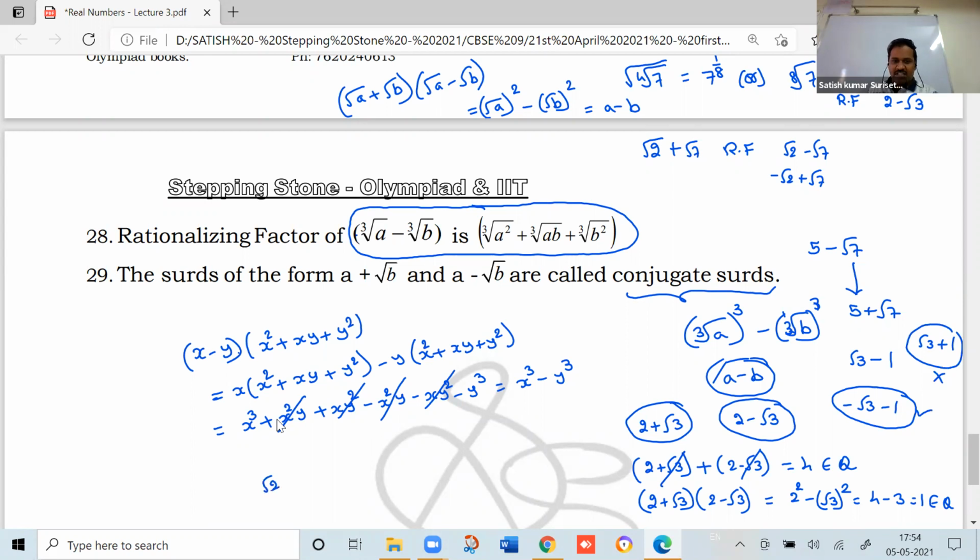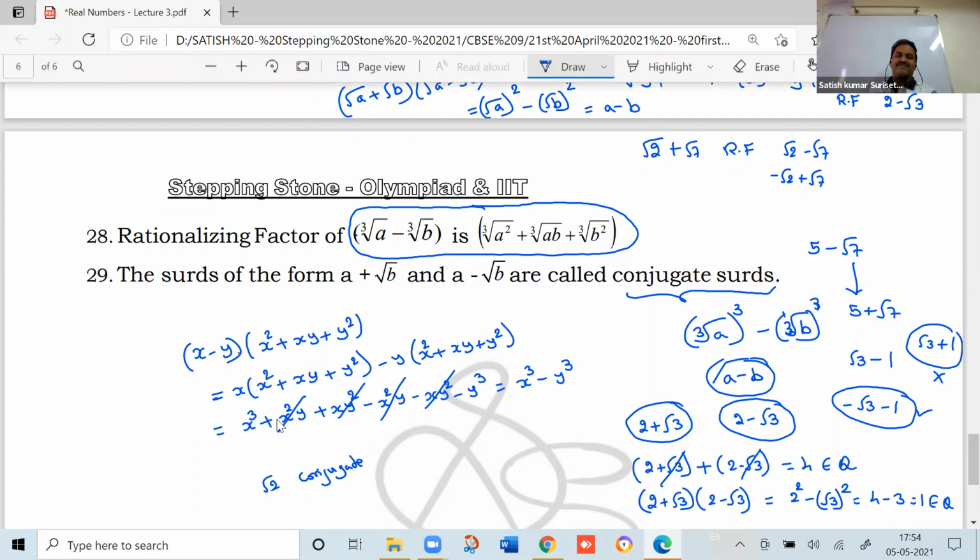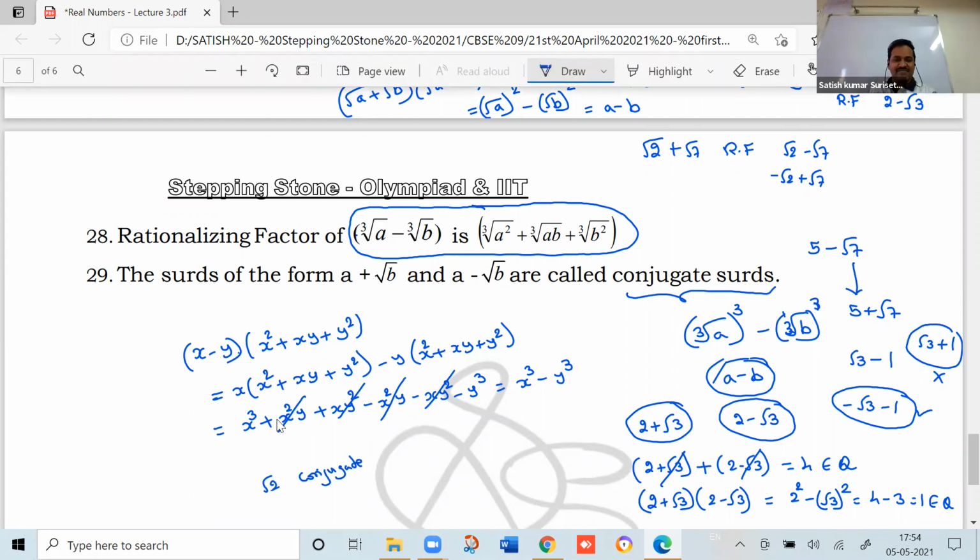Tell me, for root 2, what is the conjugate? Minus root 2. Now check whether the sum and the product are rational or not. What is the sum of root 2 and minus root 2? That is root 2 plus minus root 2. What is the value? 0.